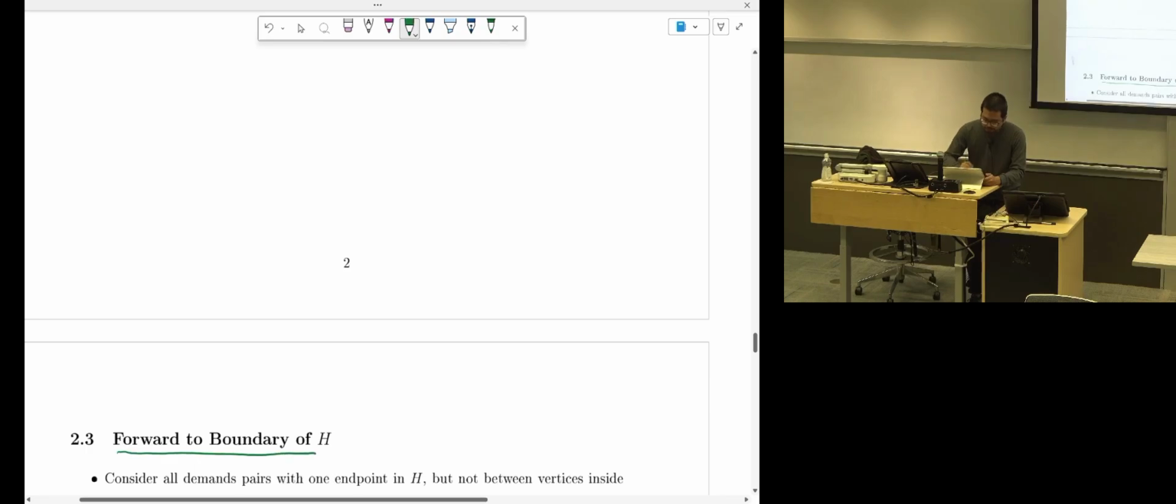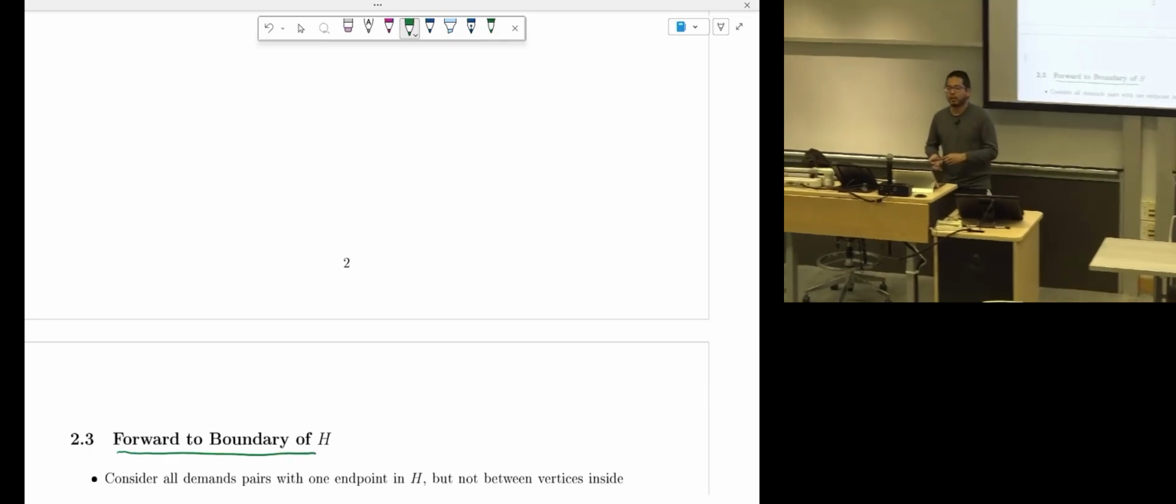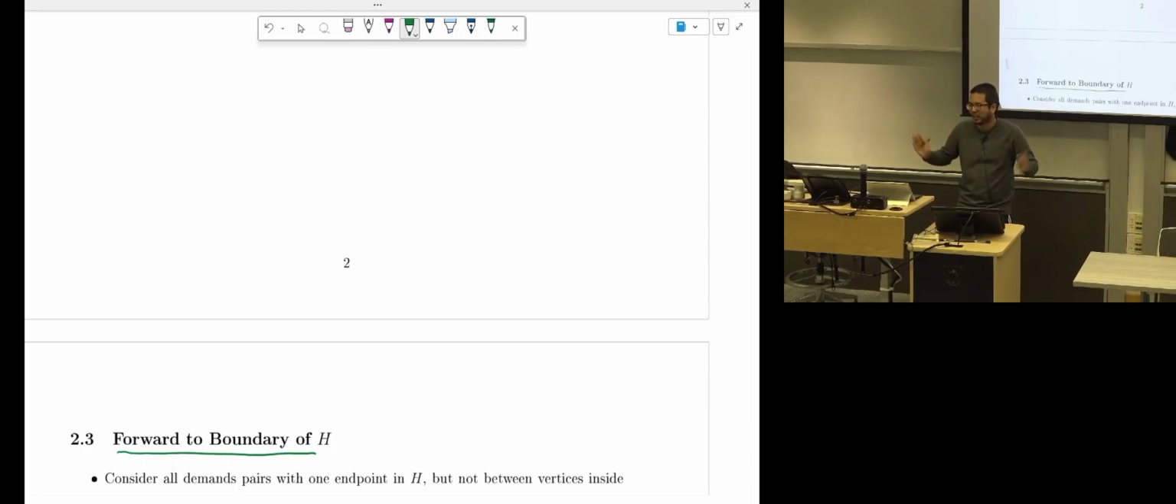Forward it to the battery. So forwarding to the battery, we need two things. First, we need that this forwarding doesn't take too much congestion inside H. That's the first thing, always have.